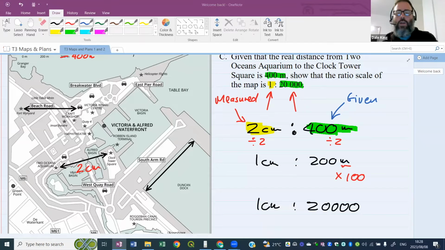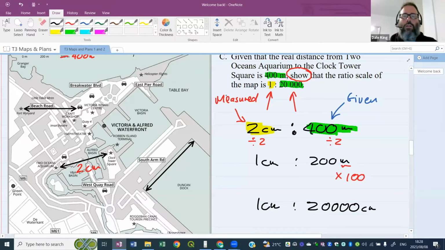So we should get 20,000. 1 centimeter is equal to 20,000 centimeters. So we're confirming the question's ratio scale because they say show that. Look at this question here. They say show that the ratio is 1:20,000. All right, and we've showed. We've got that exact ratio scale there.